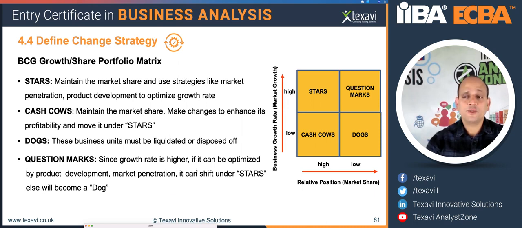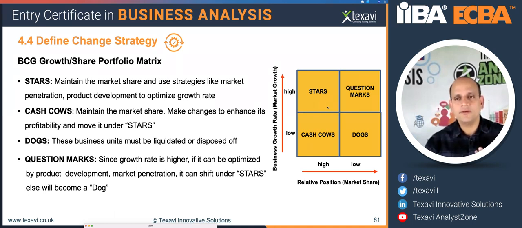But what needs to be done in that case is basically you still need to pump money into this segment. Whereas dogs, there's definitely no way for you to keep pumping in the money. You need to divest here. Cash cows, keep doing something, a small little investment, keep it going, but get more benefit out of it. Stars are basically where you need to pump in more money, and there's a lot of potential.